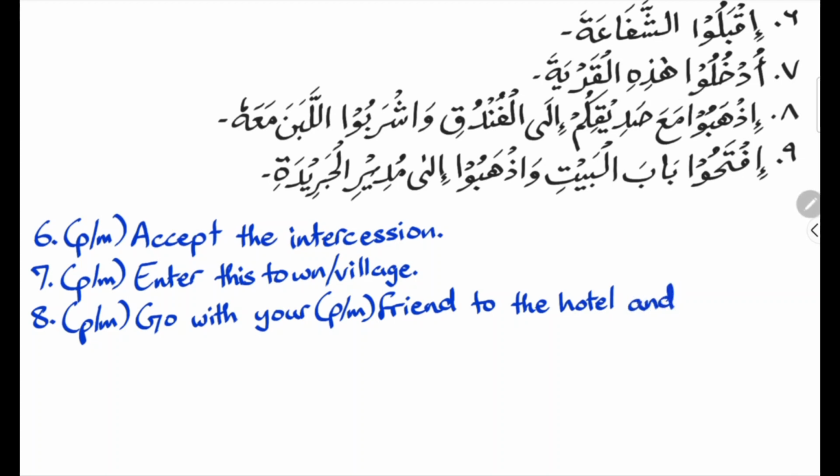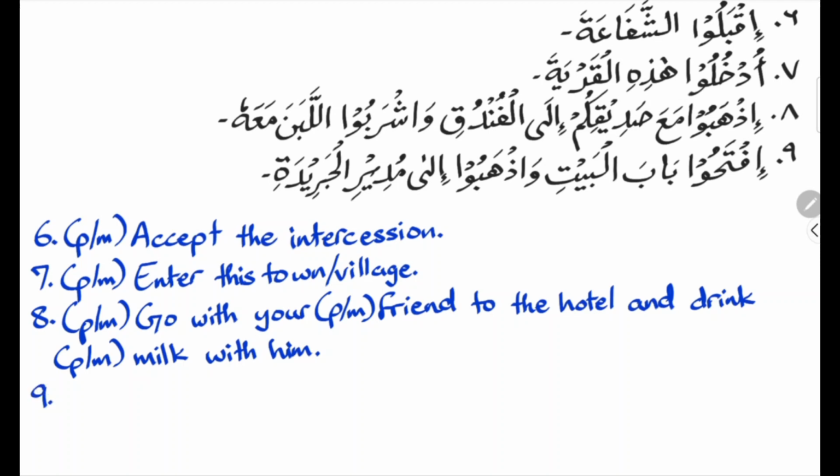And ishrabu, drink. Again, plural male on the wazn of if'alu, drink. Al-labana, milk. Ma'ahu, with him.